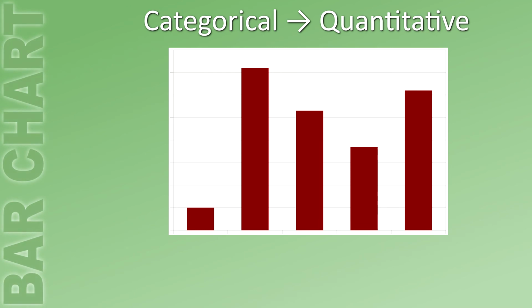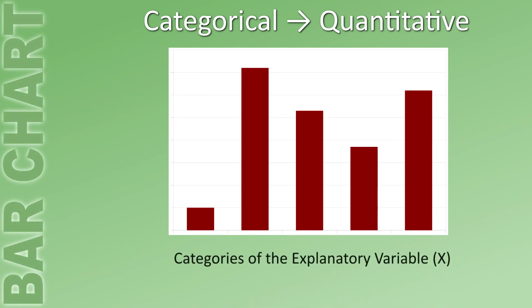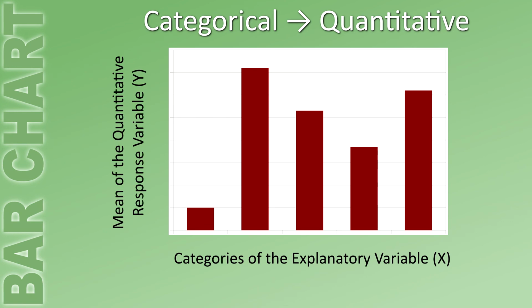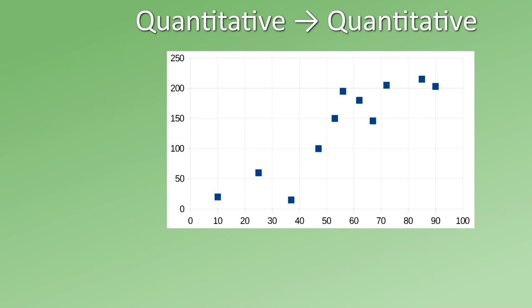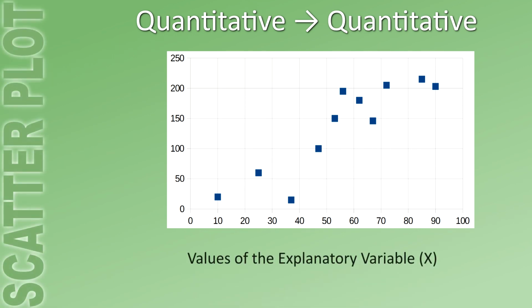When visualizing a categorical to quantitative relationship, we use a bar chart with explanatory categories on the x-axis and the mean of our response variable on the y-axis. When visualizing a quantitative to quantitative relationship, we use a scatterplot, in which each observation is displayed according to the values of the explanatory and response variables. Use these basic guidelines, as well as the graphing decisions flowchart, to visualize the relationships between your own variables of interest.